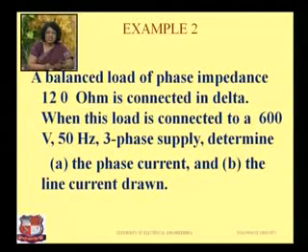Now this load is connected to a 600 volt 50 hertz 3-phase supply. Now 600 volt is the value of line voltage. Now this is a delta connection, so line voltage and phase voltage will be the same, but phase current will not be the same as line current. So we have to find the phase current and line current both.